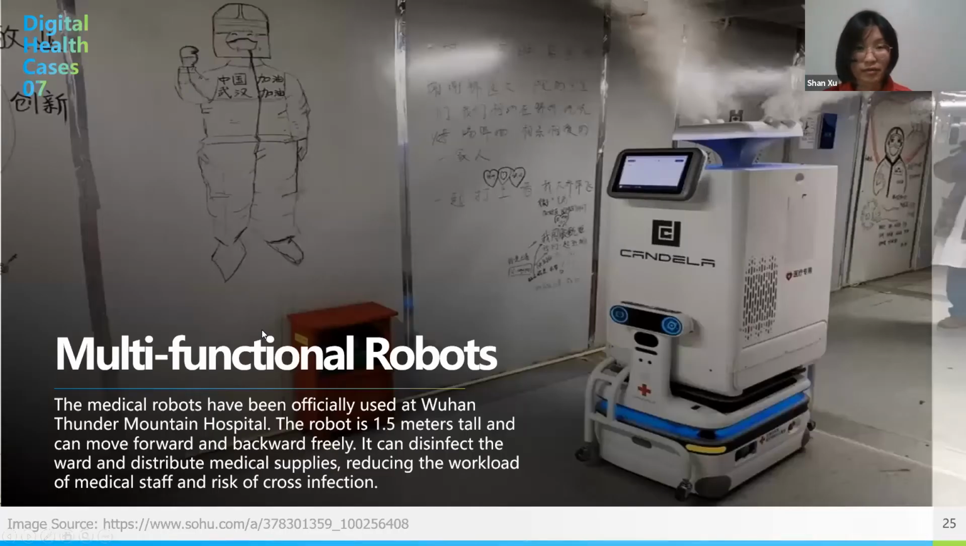The last use case that I want to share is about multifunction robots. This is a picture of a kind of medical robot officially used in the Wuhan emergency hospital, with the functions of disinfection and delivery. It can reduce the workload of medical staff and also the risk of cross-infection in the hospital.